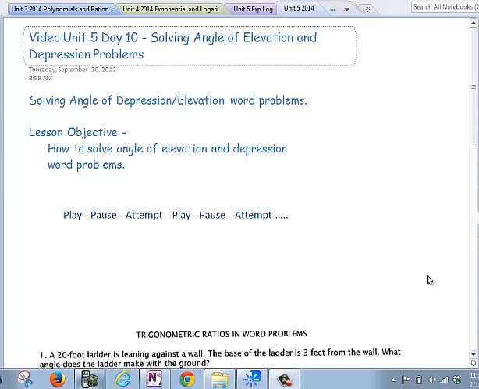Hello, pre-calculus classes. This is Mr. McGowan speaking, and what we're going to do today is work on some angle of elevation and depression word problems.